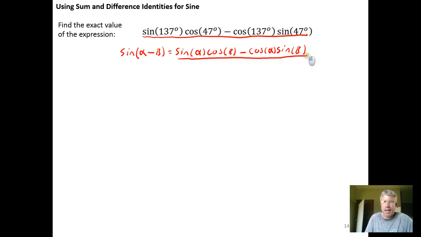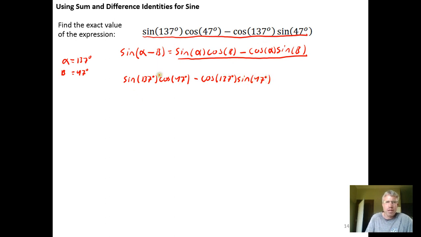And what we want to identify is that this expression that we're looking at right here follows this exact pattern, with alpha equaling 137 degrees and beta equaling 47 degrees. So if we let alpha equal 137 degrees and we let beta equal 47 degrees, then we can take the sine of 137 degrees times the cosine of 47 degrees minus the cosine of 137 degrees times the sine of 47 degrees, and we can rewrite this using the sine function.